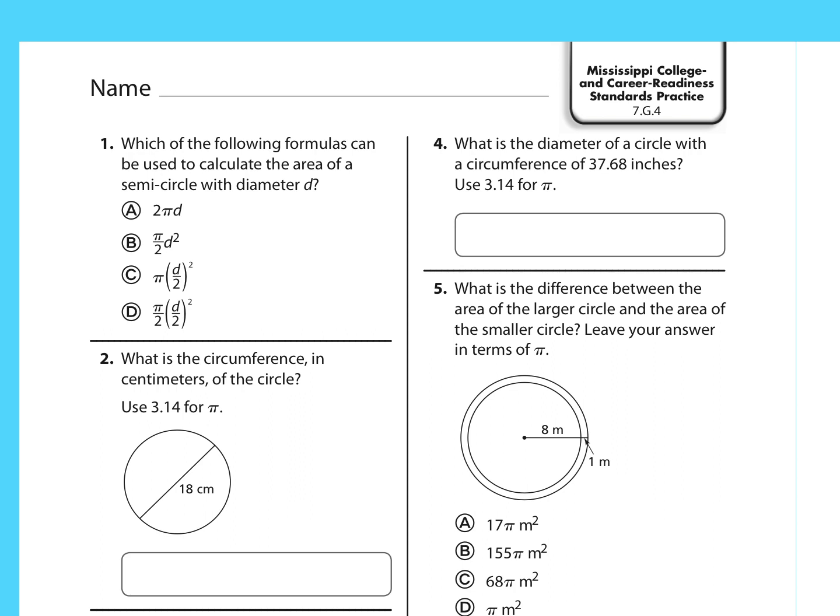Standard G4 is about circles. We can find the circumference and we can find area, and we have these formulas on your reference sheet. So we're going to start with problem number 2.